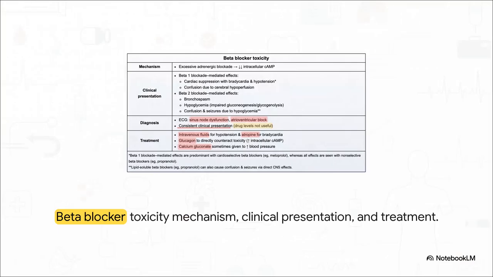For beta blocker toxicity, map this stepwise reversal pathway strictly. First, secure the airway. Next, administer IV isotonic fluid boluses and IV atropine to manage initial hypotension and bradycardia. If they have profound hypotension that's refractory to those steps, the specific next step is IV glucagon, which directly counteracts the toxicity by increasing intracellular cAMP.